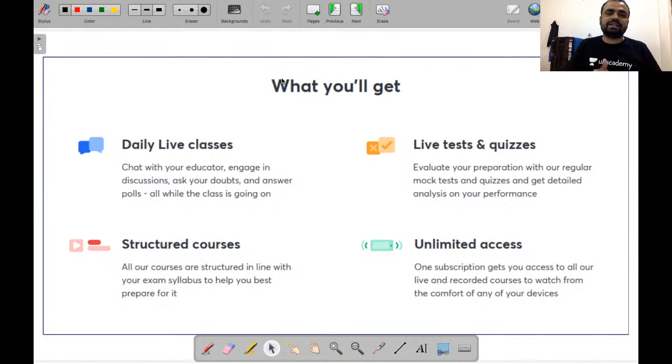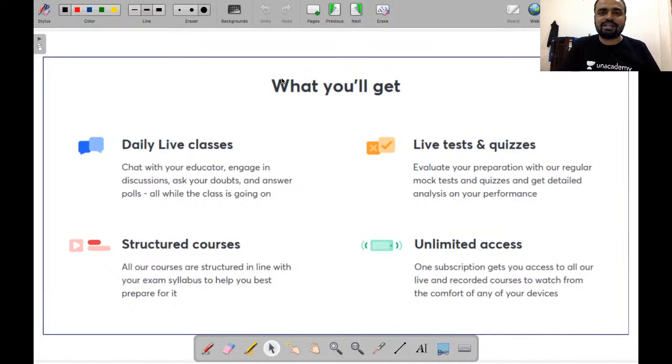So, what will you get? This is the major question that always arises in the mind of every aspirant. The first thing, you are going to have daily live classes. The second thing is the structured courses. The meaning of structured courses is that your every syllabus has been pre-planned and you will be pre-informed, and for a single subject you can have multiple educators. If you are not able to grasp a concept from one educator, you can switch to another and start learning.